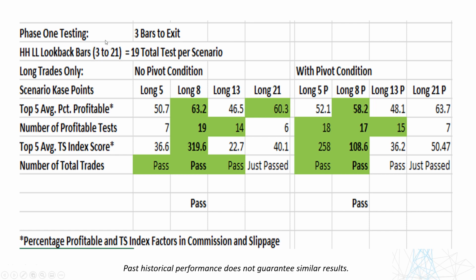We're looking for the highest high and lowest low over these 19 scenarios from 3 to 21. I optimize the strategy in each of these scenarios for that look back length. So we're looking at a 3 bar significant high and low, a 4 bar significant high and low, 5 bar, and so on, all the way up to 21. So there's 19 tests in each of these 8 runs that we did. Here you can see we did long 5, long 8, long 13, long 21.